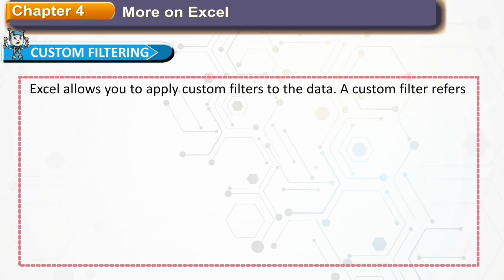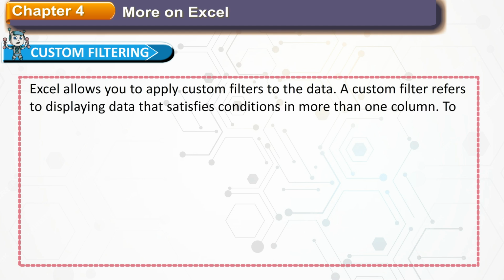Custom filtering. Excel allows you to apply custom filters to the data. A custom filter refers to displaying data that satisfies conditions in more than one column. To apply custom filter, follow the given steps.